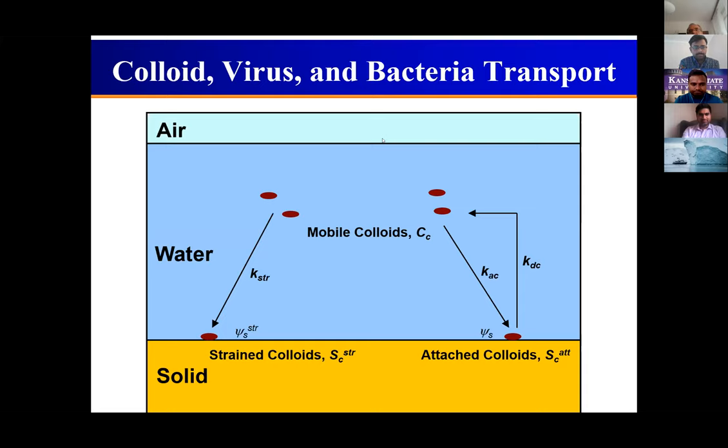So first we need to simulate transport of colloids, right? So we have colloid particles dispersed in the water, and these can be bacteria, viruses, nanoparticles, simple clay particles, etc. And then these particles attach or detach themselves to the solid phase, and they can get also strained. But otherwise, they move at the same rate as water, so they are not retarded. They can also sorb to the air-water interface, which we consider in our models, but I don't show it here.